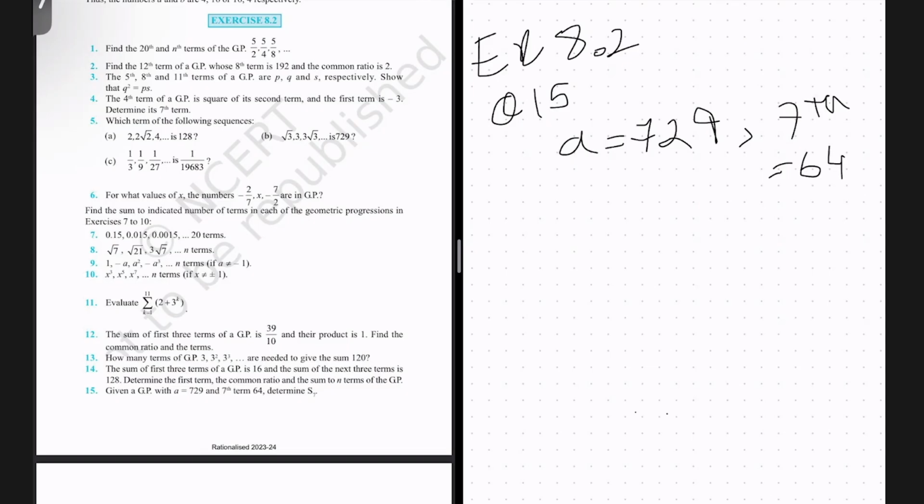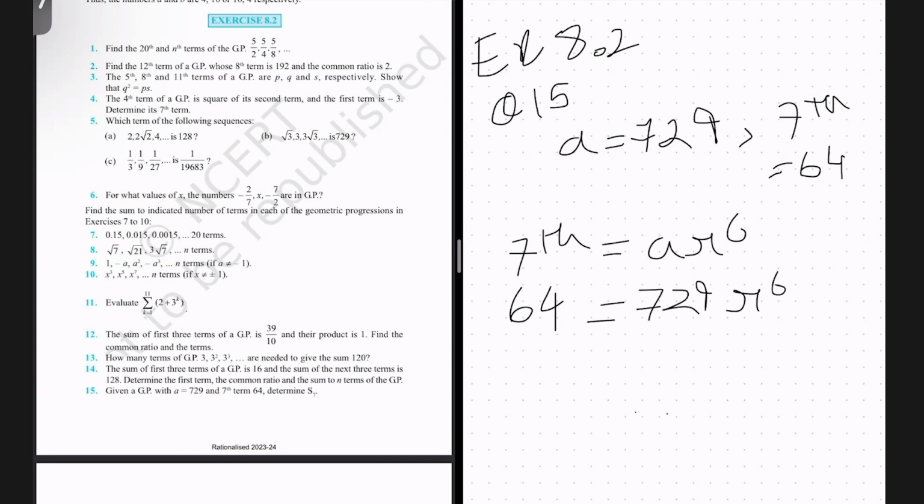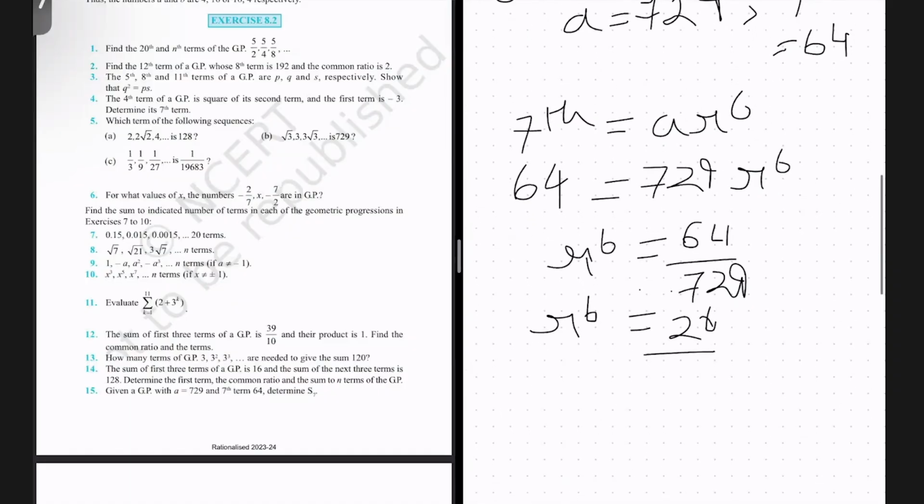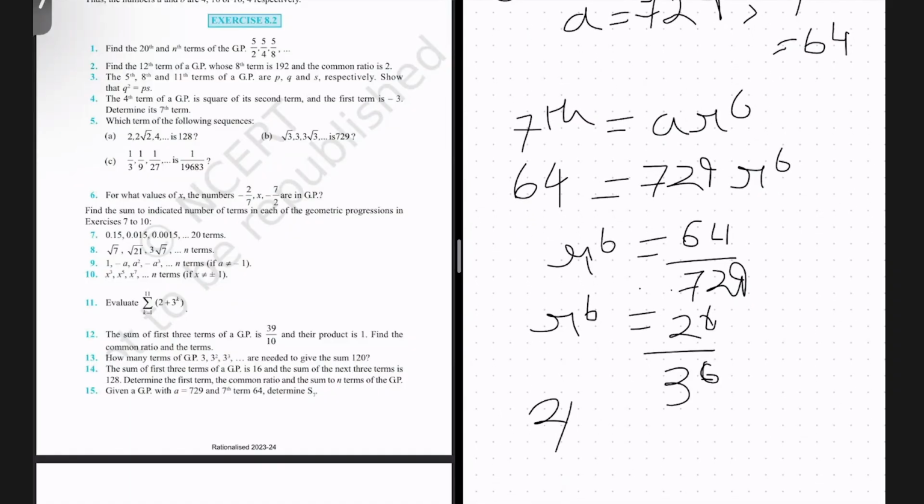So the nth term of the GP could be expressed as, so the seventh term could be expressed as A r raised to the power 6, and the seventh term has been given to us as 64. A has been given to us as 729. We need to solve for r raised to the power 6. So when you do that, you have r raised to the power 6 as being equal to 64 divided by 729. And 64 is nothing but 2 raised to the power 6. Similarly, 729 is nothing but 3 raised to the power 6, correct? So we can now write this as (2 by 3) raised to the power 6 equals r raised to the power 6.